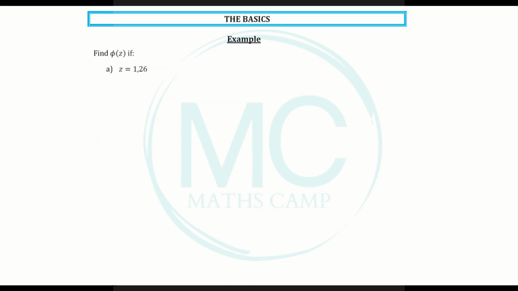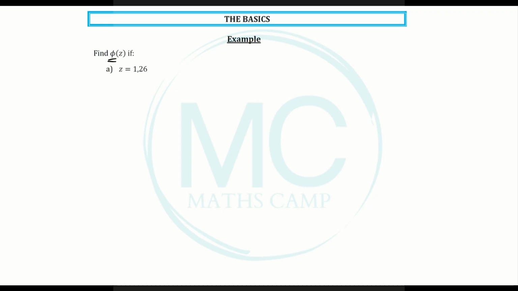This symbol up here is phi, and it simply means the probability. You can use the symbol if you want to, but you don't have to. You will not lose marks in your exam if you don't use it. You can even write probability if you want to. The question says find the probability of Z if Z is equal to 1,26.